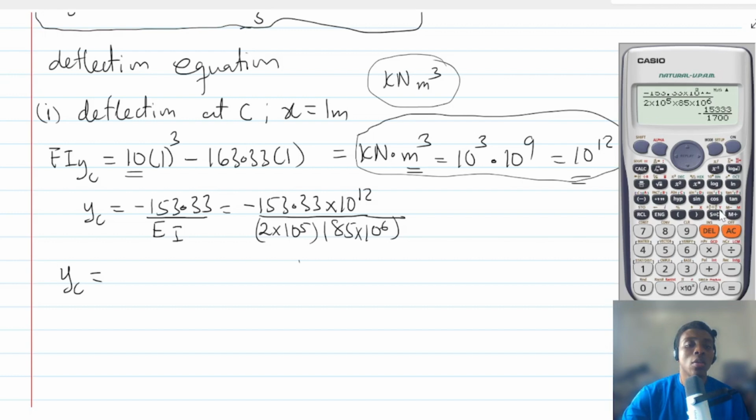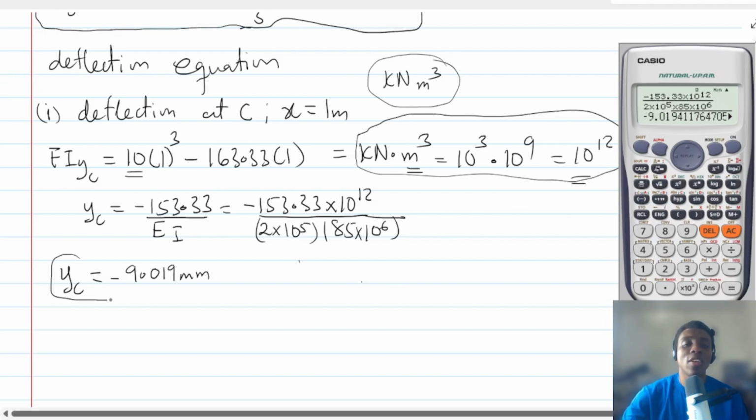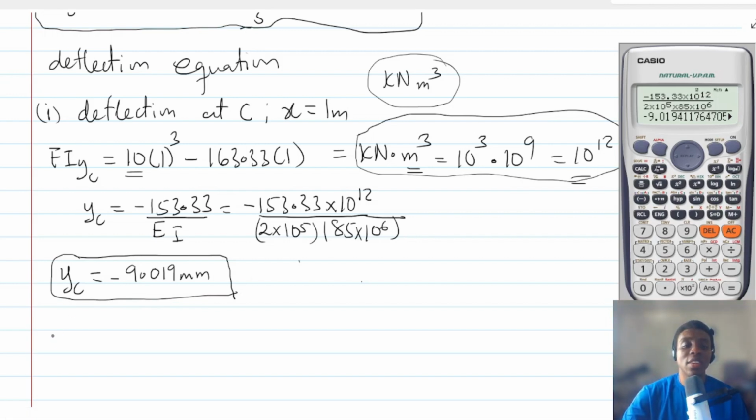Okay, so in fact the actual answer is 9.019. So minus 9.00019, sorry, millimeters. So if you convert it, the answer will be in millimeters. But if you don't convert it, then your answer will be in meters. Then you would have to convert it back. All right, so we've solved the first part of the problem.